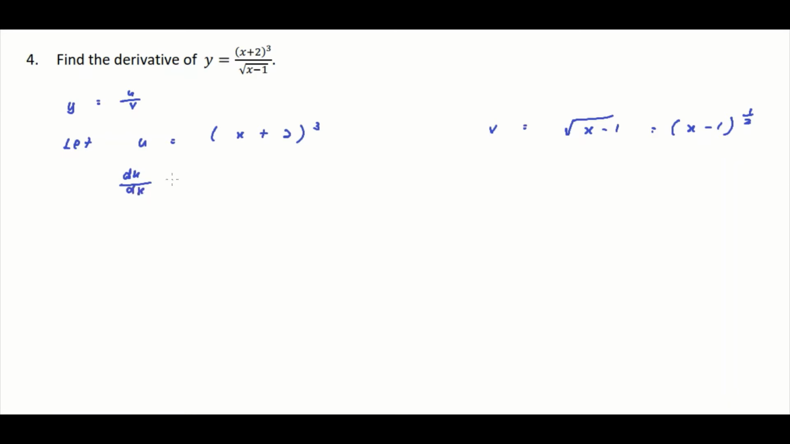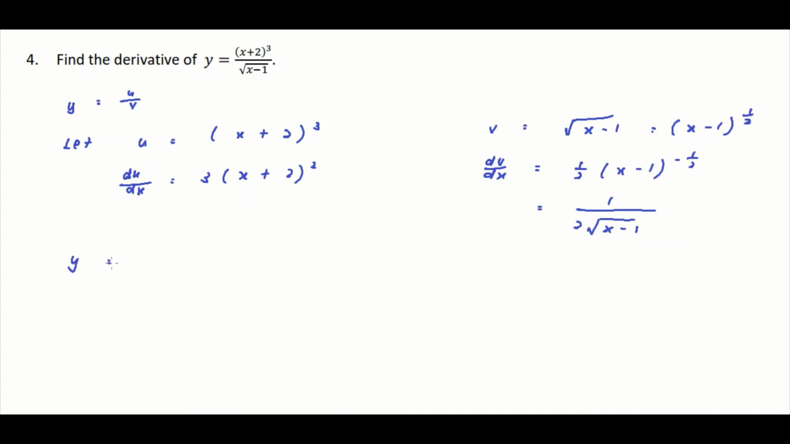du/dx equals to 3(x plus 2) squared. Since you are multiplying by 1, I don't continue here. dv/dx, same thing, 1 over 2, (x minus 1) to the power of negative 1 over 2. Since it's also giving you 1 when you differentiate what's inside, there's no need to continue here. Okay, now maybe for this form, you can write it in an easier way, 2 then (x minus 1). So now we try to substitute inside.